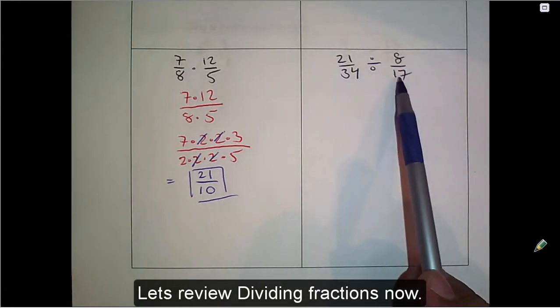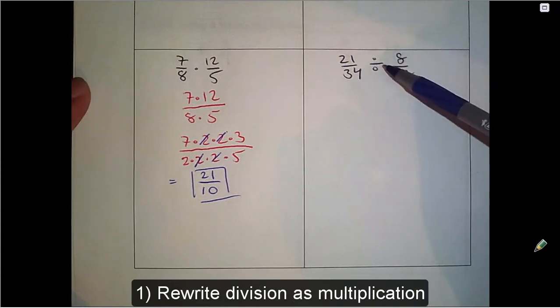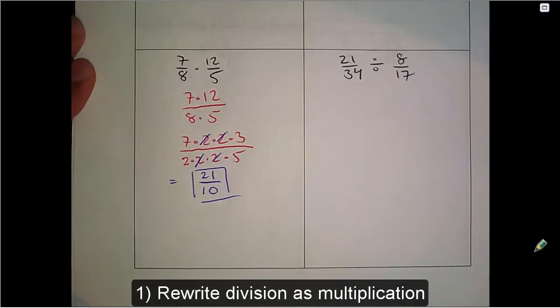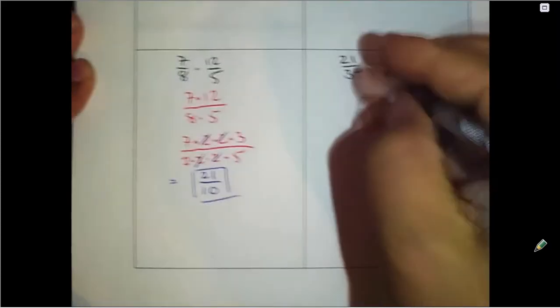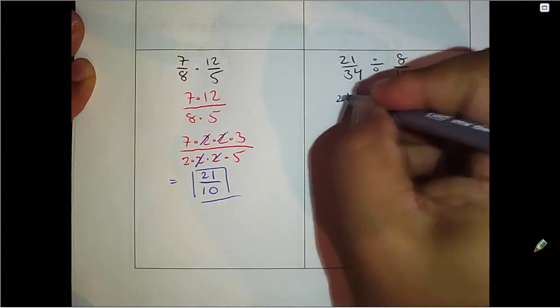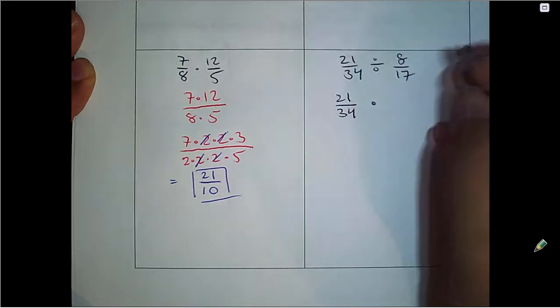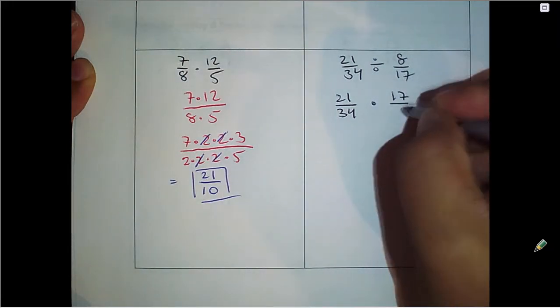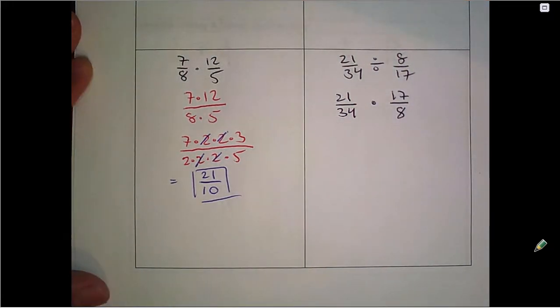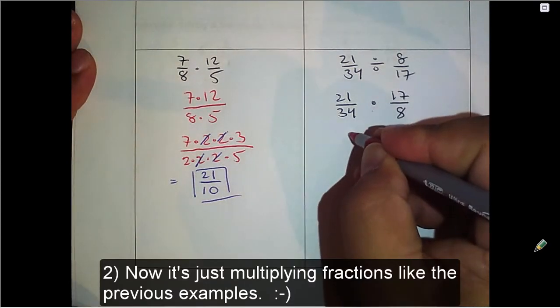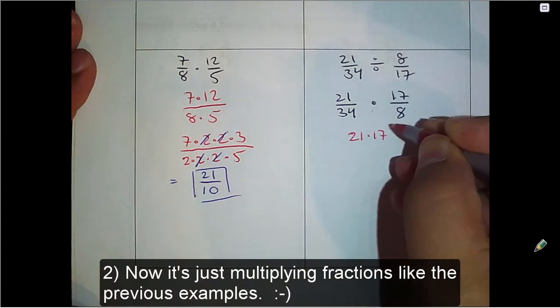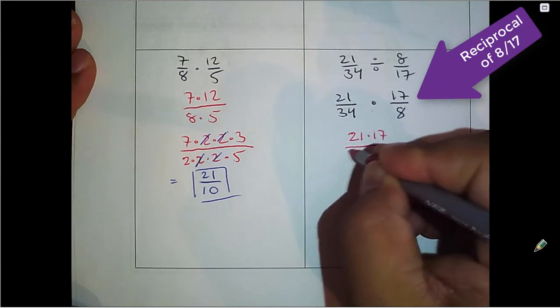Let's review dividing fractions now. First, rewrite division as multiplication. And second, now we just multiply fractions like the previous examples.